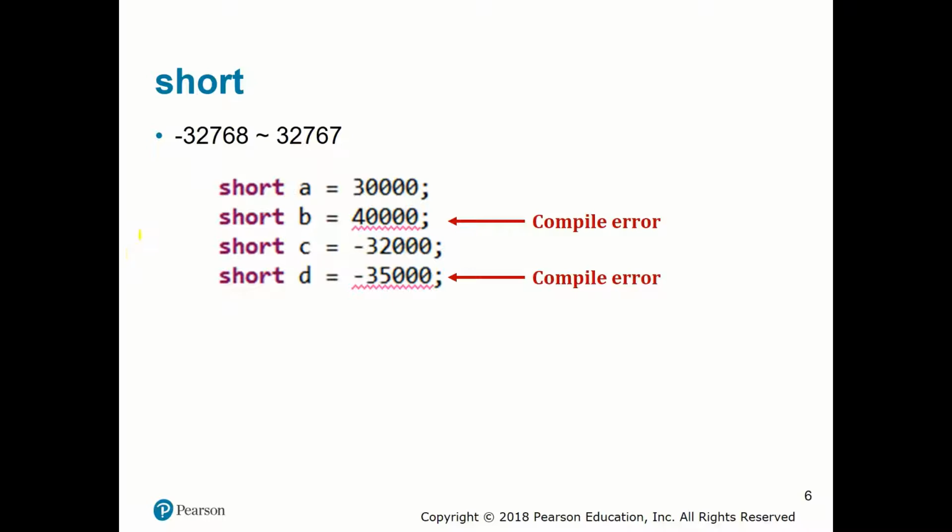And short is the same. This is the range of short data type. So if we try to store the data that is not in this range, a compile error will occur. So for example, 30,000 is okay and -32,000 is okay because these two numbers are within this range. But we cannot store 40,000 and we cannot store -35,000 because these two numbers are not in this range. So on these two lines, a compile error will occur.